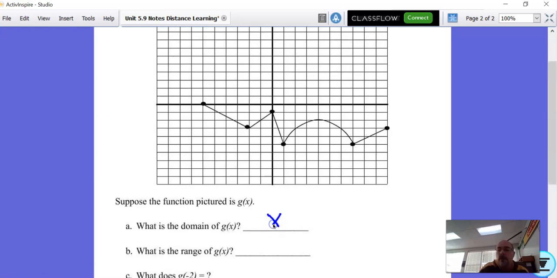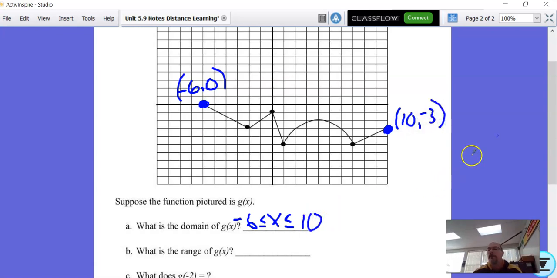All right, so the domain. I put x in the middle, less than or equal to on either side of it. Well, what's the lowest x value? I'm going to go ahead and just put this ordered pair in quick. So this is negative 1, 2, 3, 4, 5. That's negative 6, 0. But the x value is a negative 6. That's the lowest x value. And then the highest x value is way over here. And that looks like it's 1, 2, 3, 4, 5, 6, 7, 8, 9, 10, negative 3. So I'm going to put a 10 right there.